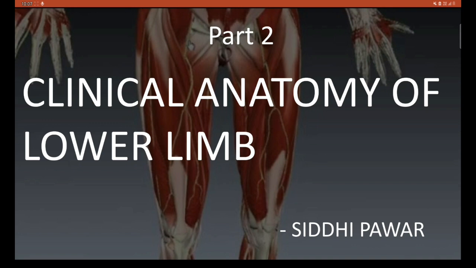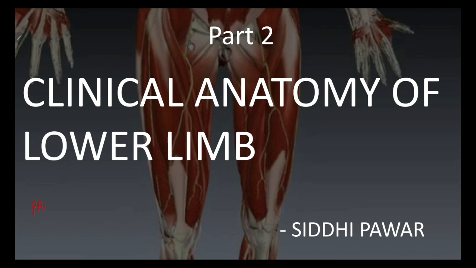This is part 2 of clinical anatomy of lower limb. In part 1, we have seen the clinical correlation of front of thigh, medial side of the thigh, back of thigh, gluteal region, hip joint and popliteal fossa. The remaining parts are covered in this video.